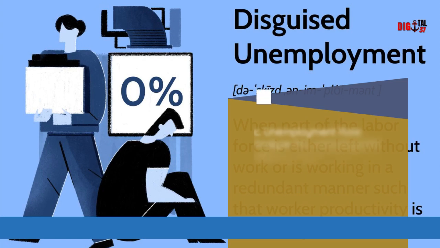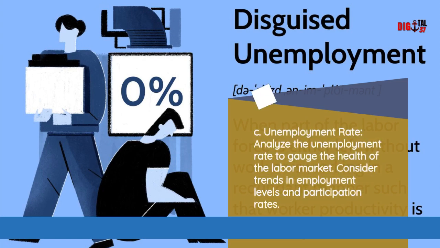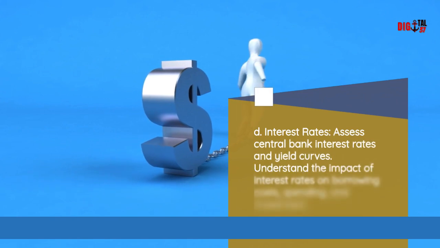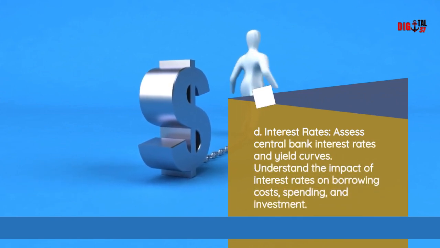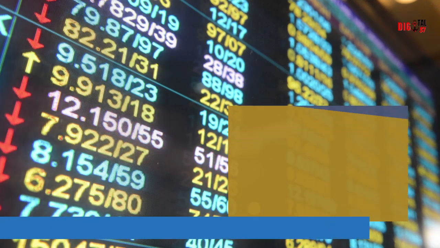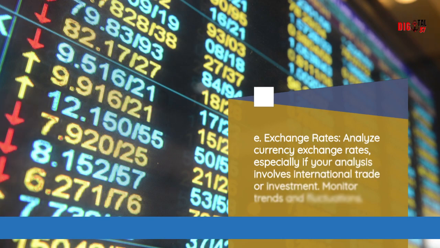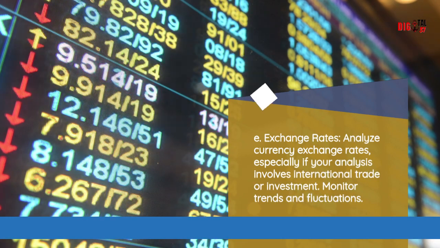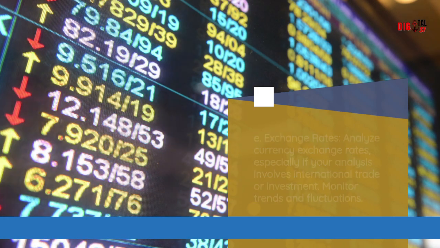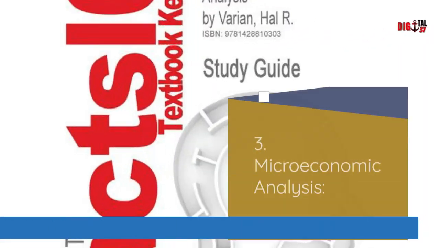C. Unemployment rate. Analyze the unemployment rate to gauge the health of the labor market. Consider trends in employment levels and participation rates. D. Interest rates. Assess central bank interest rates and yield curves. Understand the impact of interest rates on borrowing costs, spending, and investment. E. Exchange rates. Analyze currency exchange rates, especially if your analysis involves international trade or investment. Monitor trends and fluctuations.